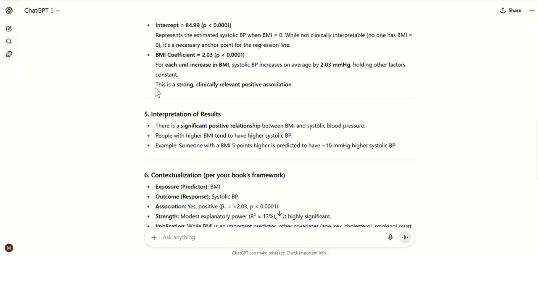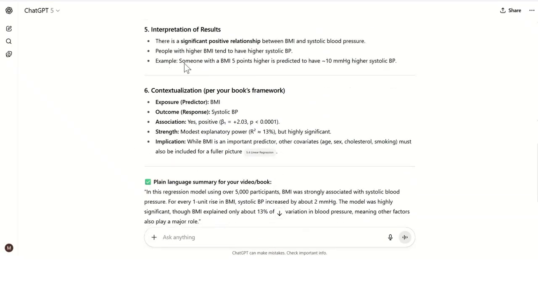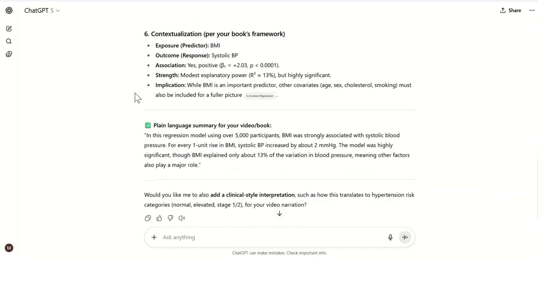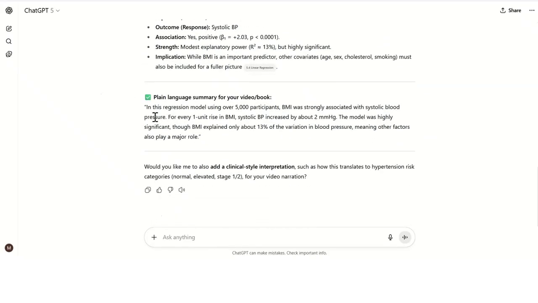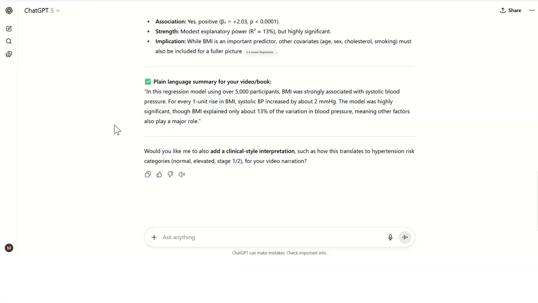This is a strong clinically relevant positive association. There is a significant positive relationship between BMI and systolic blood pressure. People with higher BMI tend to have higher systolic blood pressure. So we already have the interpretation, and it is even giving me the plain language summary of our results. It has not given us separately the interpretation of the visuals.